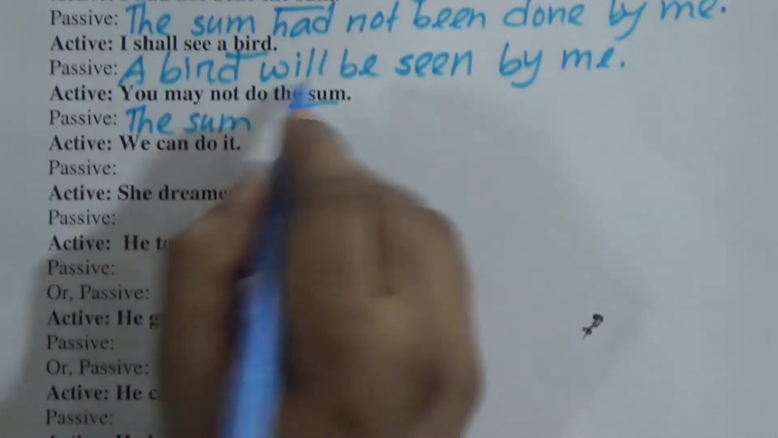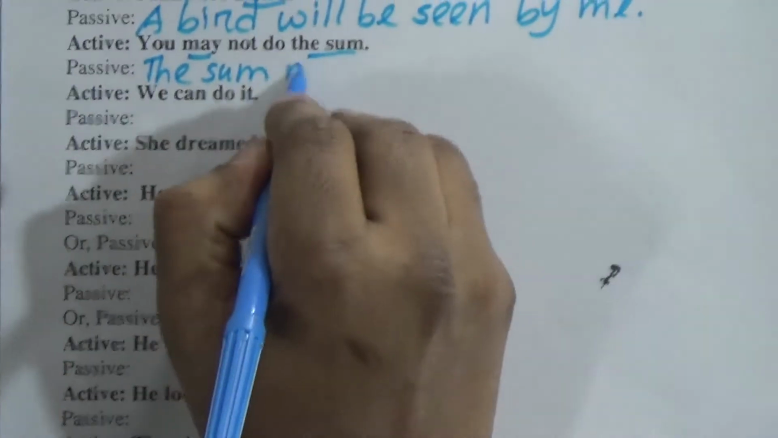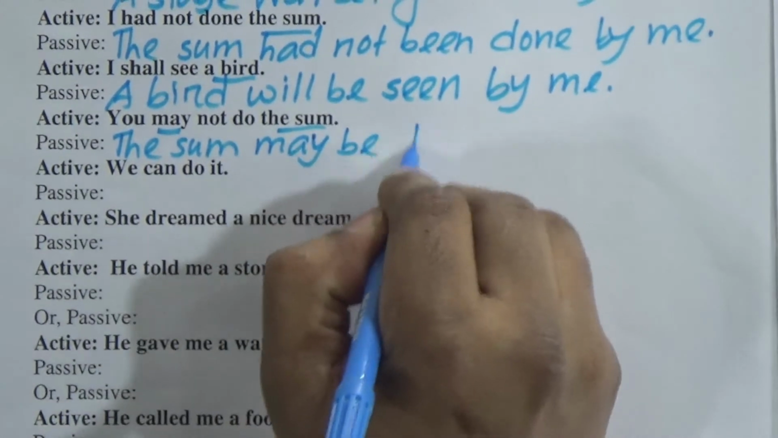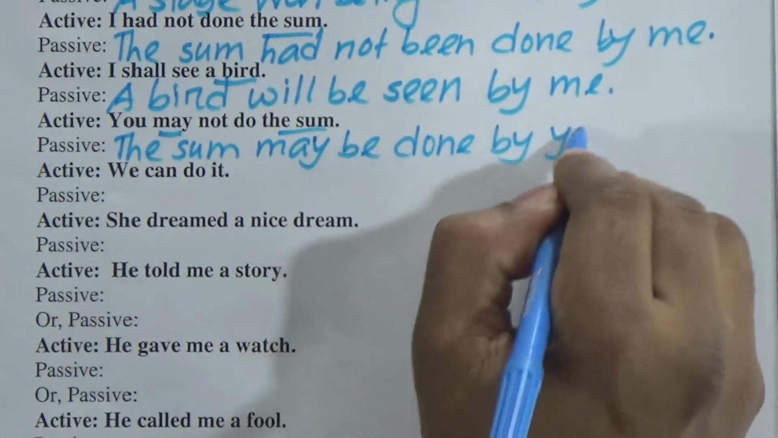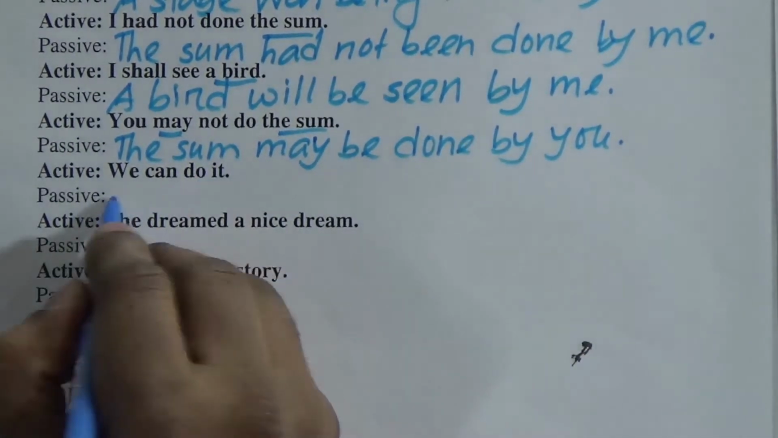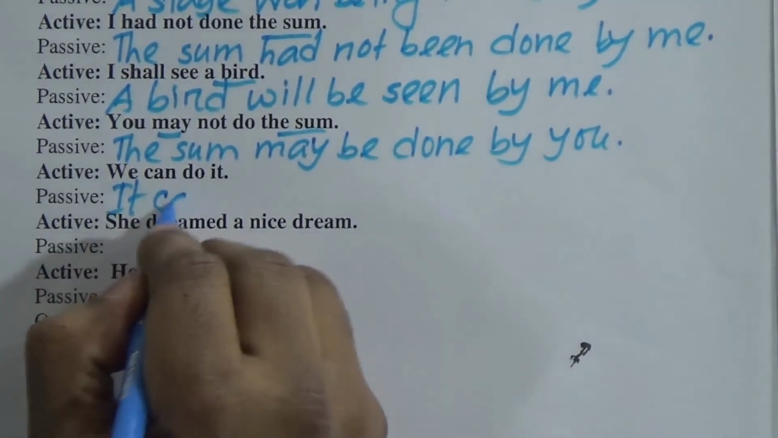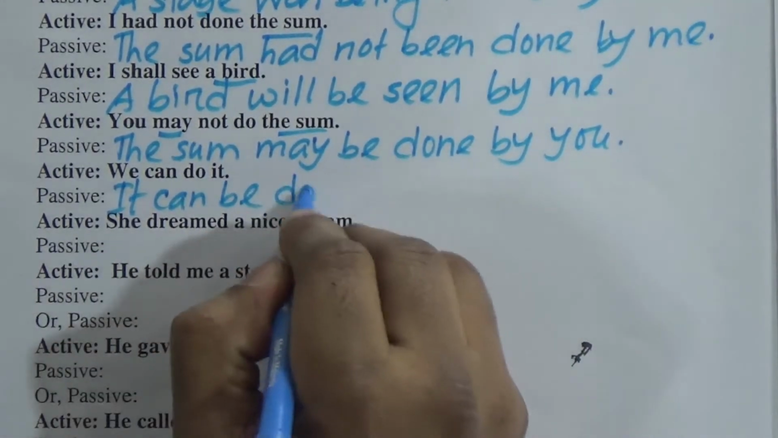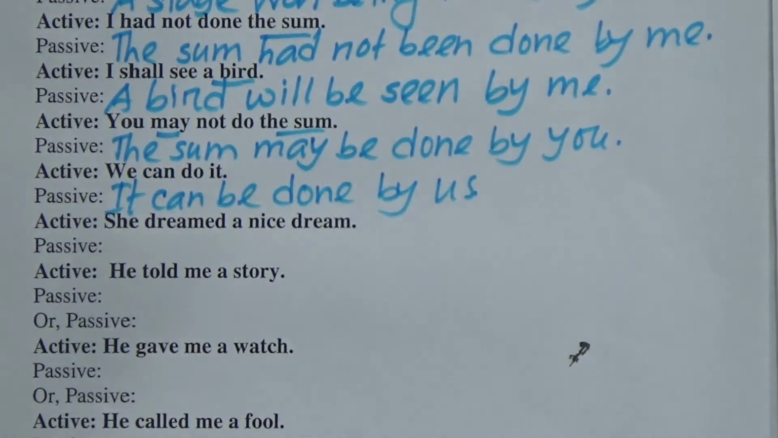Then here a modal auxiliary verb has been used. So after may, we do not need any tense. May will be maybe: the sum may be done, past participle from the main verb, by you. You will be you in the object. We can do it. It is the object. We have made it the subject. Can is a modal auxiliary verb. We have to use can be, past participle of main verb done, by we will be us in the objective form.